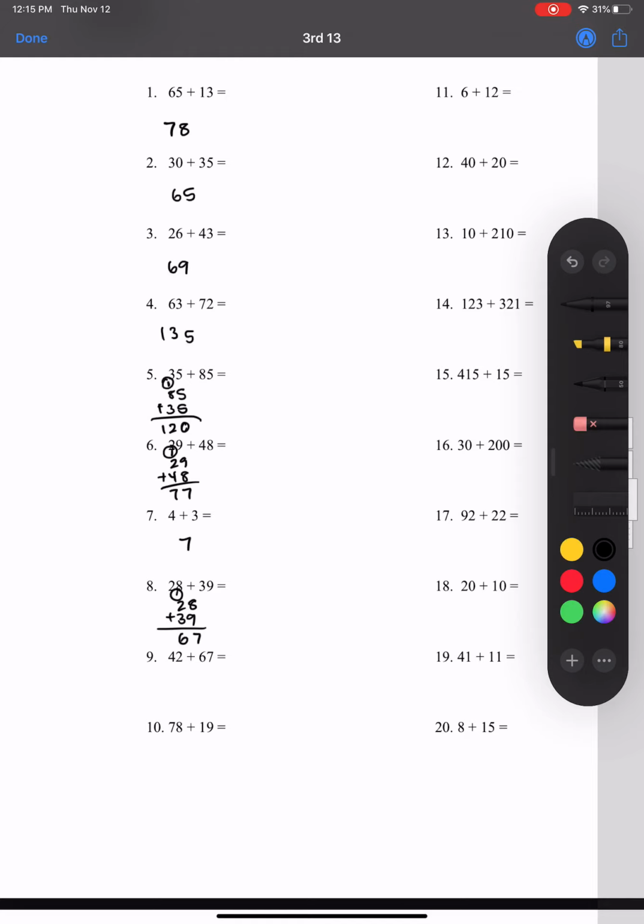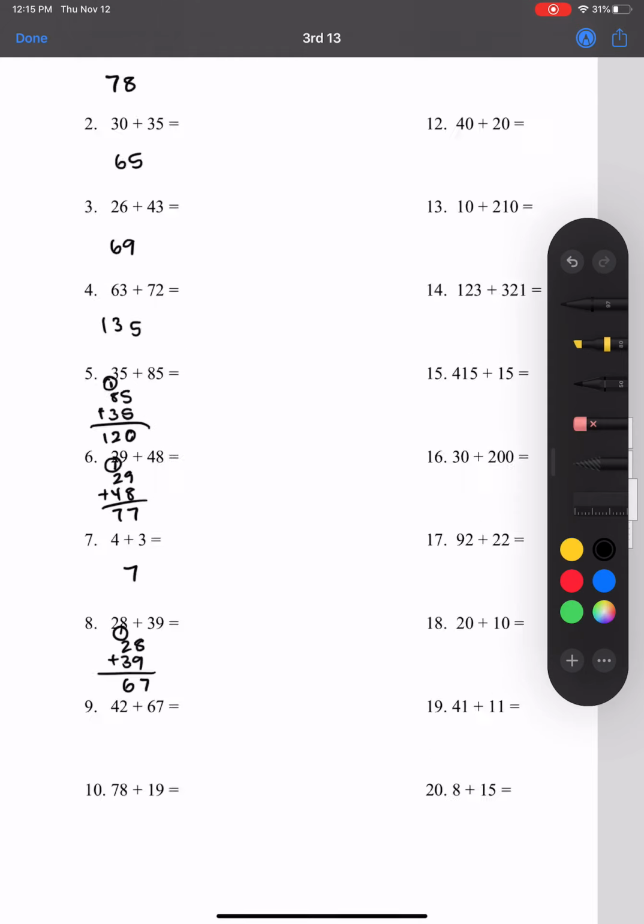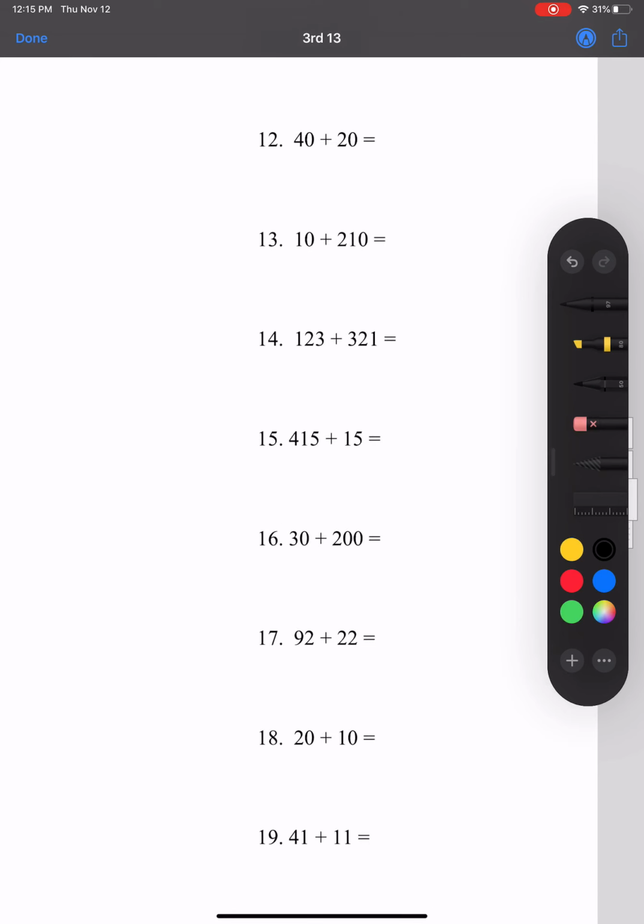Okay, so these numbers over here: 1, 2, 3 plus 3, 2, 1. If you add 3 and 1, you get 4. If you add 2 and 2, you get 4. And if you add 3 and 1 again, you get 4. So the answer is 444.